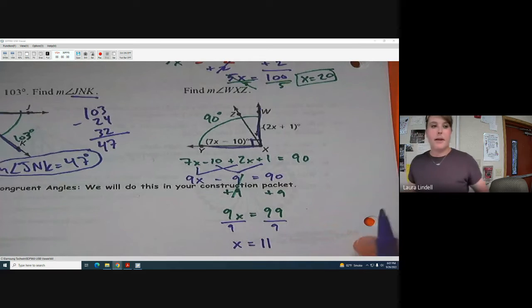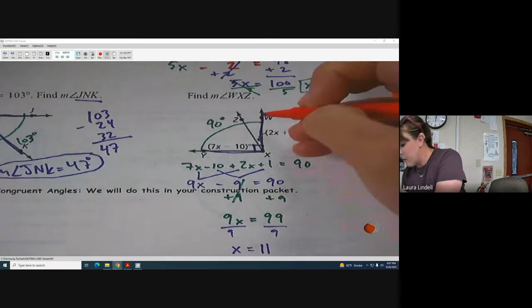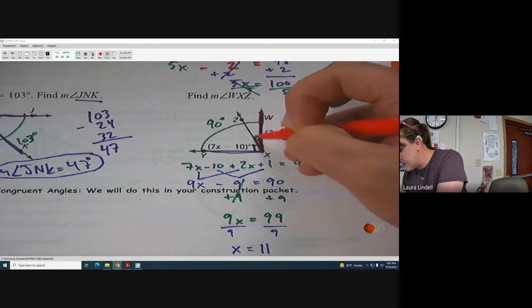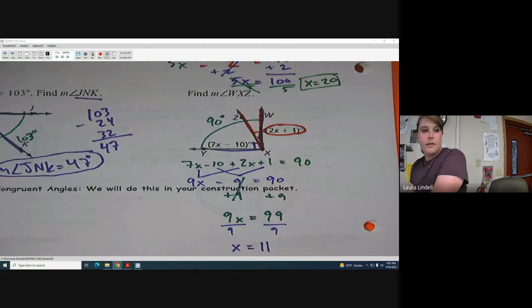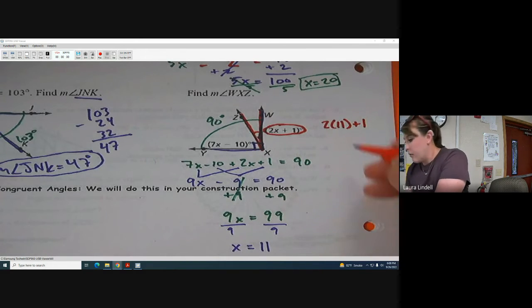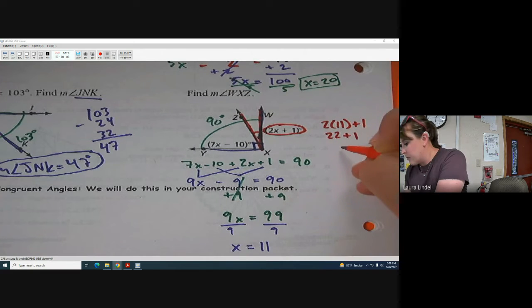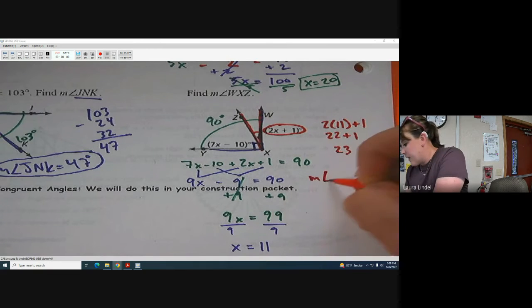Okay, but I'm not done yet, right? Because I was asked to find WXZ. So if I trace it, WXZ is this little angle over here, which is represented by this 2x plus 1. So I'm going to have to plug in 11 for x. So I'm going to go 2 times 11 plus 1, which is 22 plus 1, which is 23. So this tells me that the measure of angle WXZ is 23 degrees.